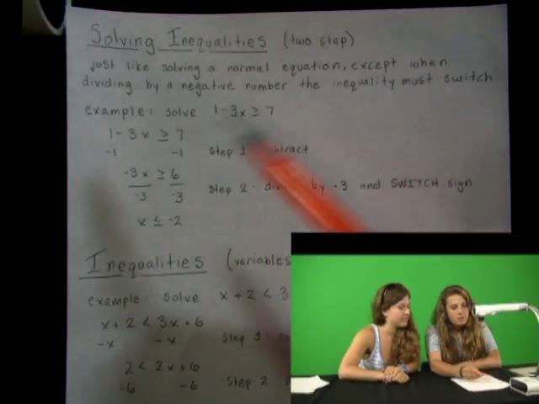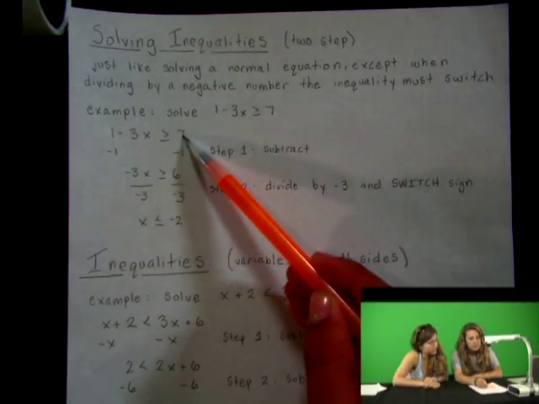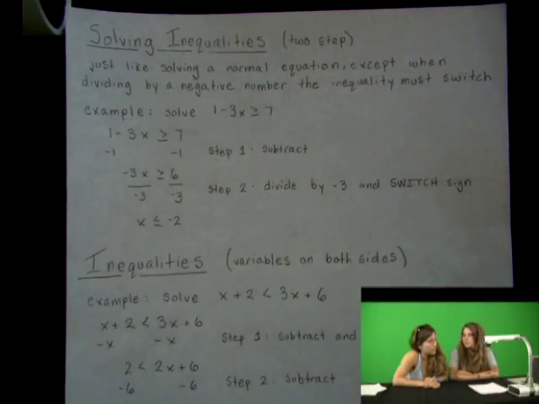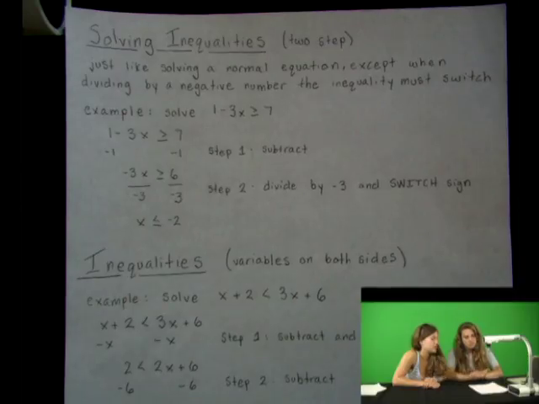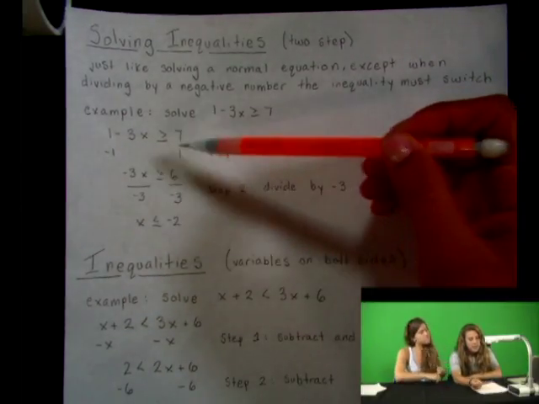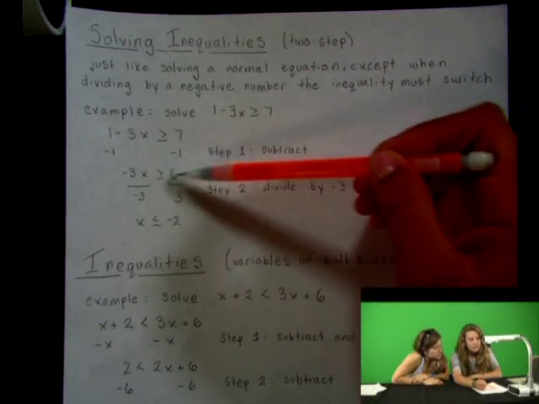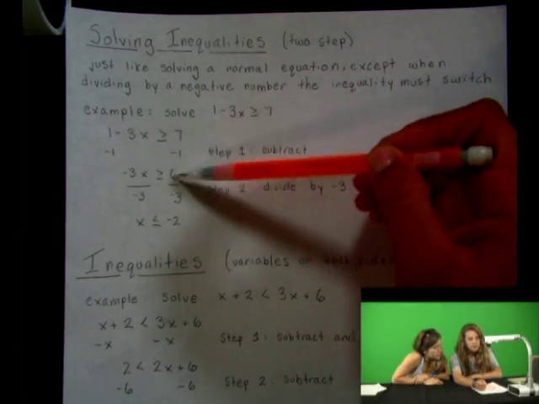So we have 1 minus 3x is greater than or equal to 7. What's the first step? It's just like a normal equation, so you want to isolate x. We just subtract 1 from both sides, and then you get negative 3x is greater than or equal to 6, because 7 minus 1 is 6.